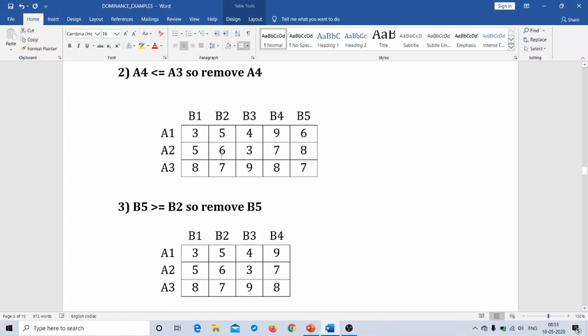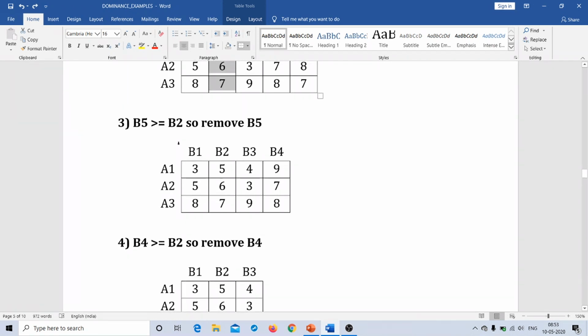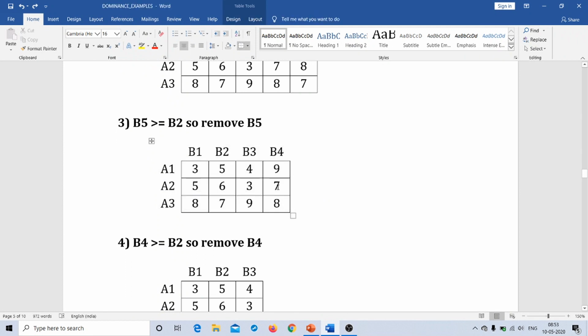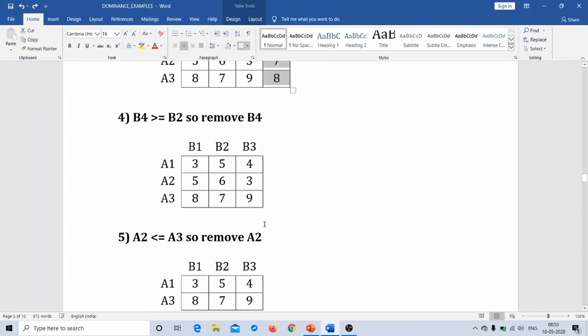And here I observe in this particular matrix, all elements of column 5 are greater than or equal to all elements of column 2, right? So I remove column 5, that is B5, and I get this particular matrix. Now in this matrix, I observe column 4 is greater than or equal to column 2. That means column 4 is dominating column 2, and hence is getting dominated by column 2, and hence I remove column 4.